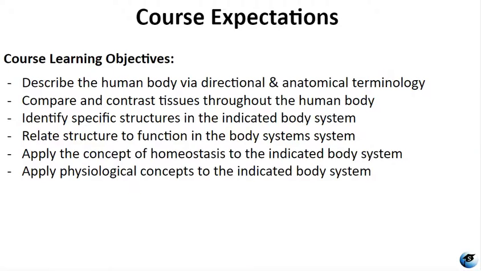The overall course learning objectives include describing the human body via directional and anatomical terminology, comparing and contrasting tissues throughout the body, identifying structures in the indicated body systems, relating structure to function in the human body systems, and applying the concept of homeostasis to human body systems.